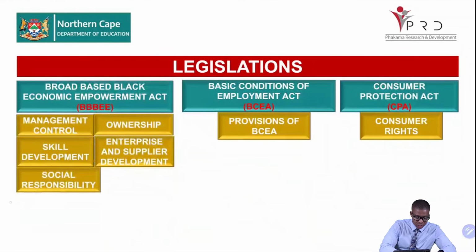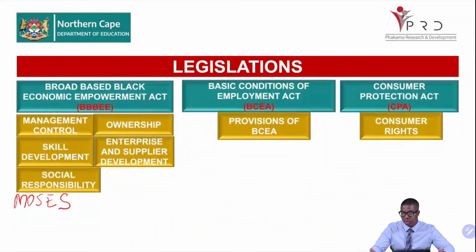This is what I consider to be MOSES, because if you check, you have M for management control, you have the O for ownership, you have the S for skills development, you have the E for enterprise and supply development, and you have the other S for social responsibility. So that is your MOSES. If you think about the word MOSES, you have your answers regarding the pillars of the Black Economic Empowerment Act.